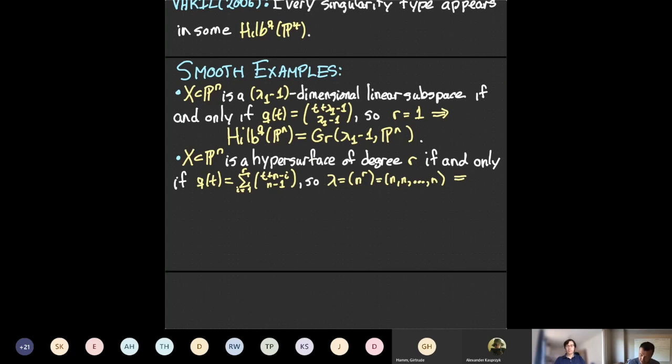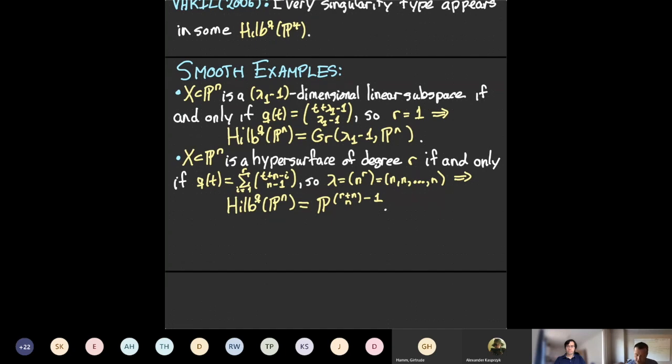Then we also understand this, right? Because if the hypersurface is given by a single equation up to a scalar, I just need to know what the coefficients are. And I know how many monomials there are in this situation. So our Hilbert scheme just becomes a projective space. And you have to count the number of monomials of degree r in the polynomial ring in n+1 variables, and you get this expression. So we have another nice example of smooth Hilbert schemes.